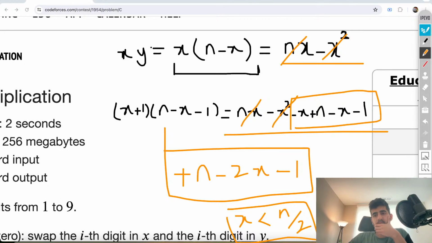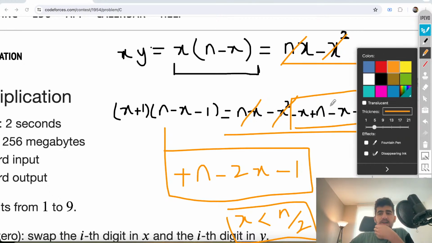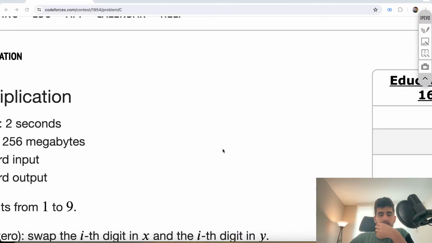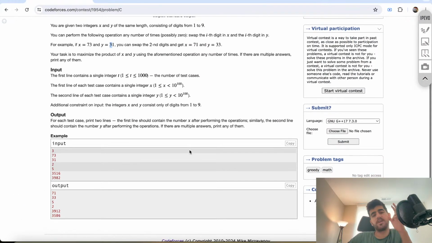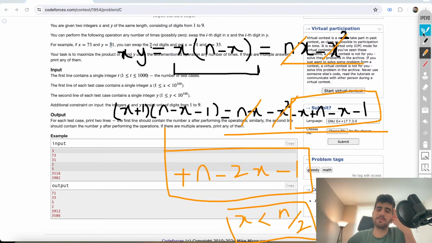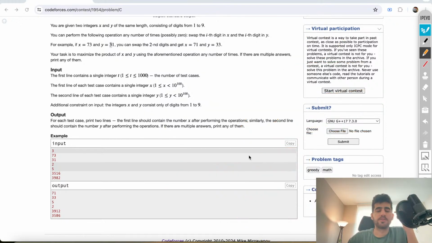Okay, so this was the proof. Now we showed that the closer these two numbers are to each other, the more the product is maximized. So we try to make them as close as possible to each other.